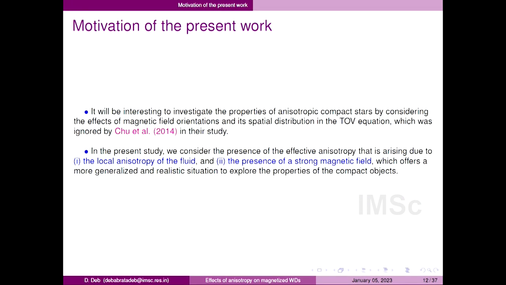So in our work, we have actually applied this idea of magnetic field orientation, and further we have assumed an important idea: we have considered that anisotropy arises due to both the local anisotropy of the fluid and the presence of the magnetic field, and we are going to see that it plays a crucial role for the stability of the magnetized compact star.